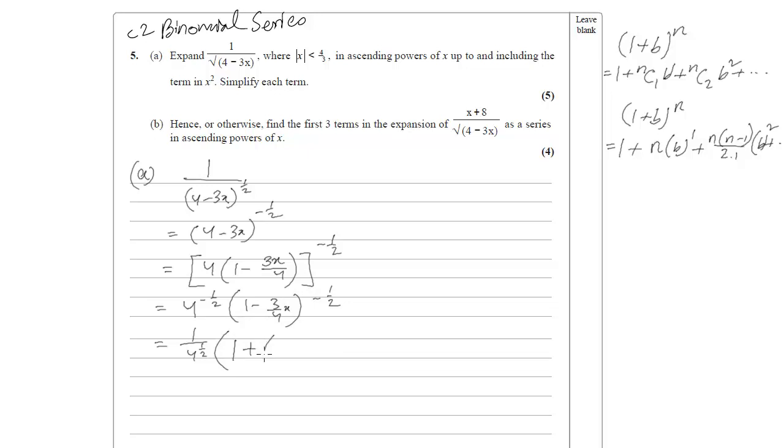So this is going to be 1 plus nC1, which is going to be n, which is minus 1 by 2. B here, you have to consider the negative sign also. So minus 3x by 4 to the power 1 plus nC2, which is n into n minus 1 over 2 into 1. This is into b to the power 2, which is minus 3x by 4 to the power 2 plus dot dot dot. So let's complete the expansion. So 1 by square root of 4 is 1 by 2. So 1, this is going to be minus minus plus 3 over 8 x.